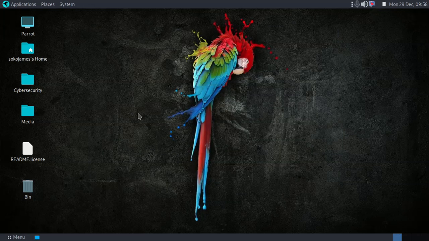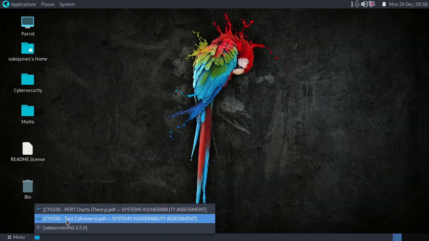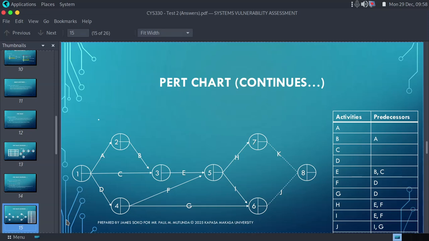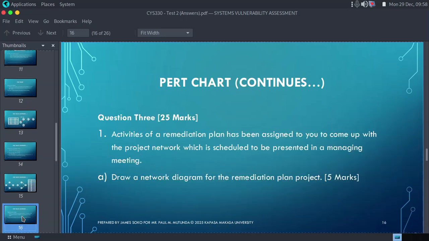Okay, so now as we are proceeding with our PERT chart, I'm sure things are starting to get interesting and you are trying to understand how these particular things work. Remember, we'll be breaking down the concepts as we proceed. So continuing, doing our CYS330 test 2 answers. We did question 1A up to D, so now we proceed to the next part of the question.